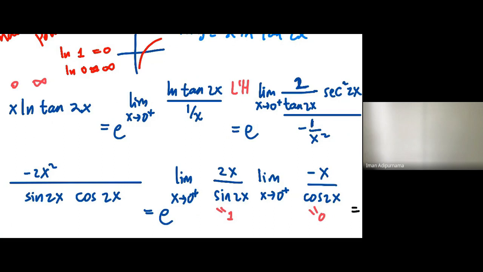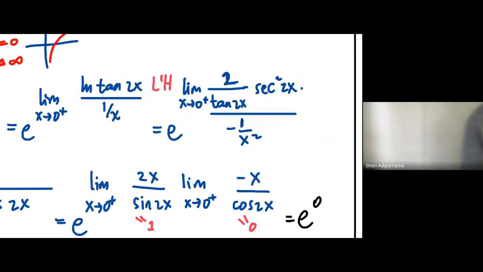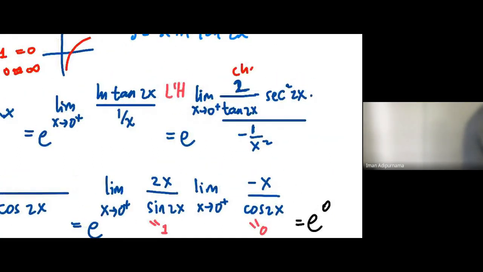We have some chain rule. Ln becomes 1 over tangent 2x, and tangent 2x becomes secant squared 2x multiplied by 2. And I will write 2 here. So 2 over tangent 2x multiplied by secant squared 2x. So right here, chain rule here.